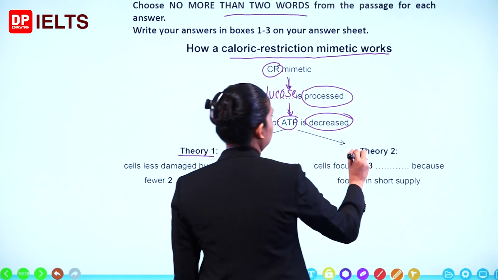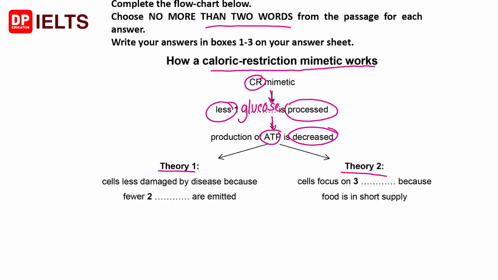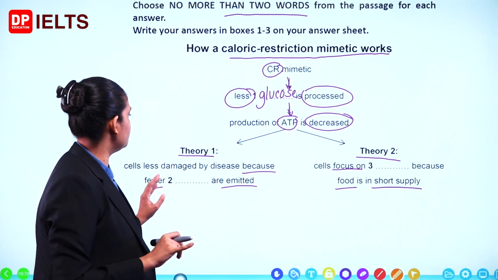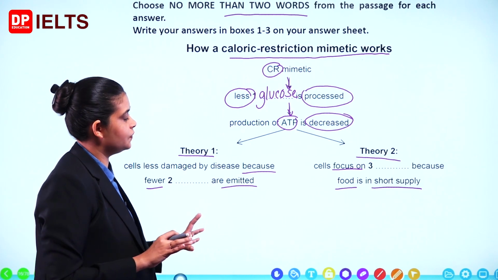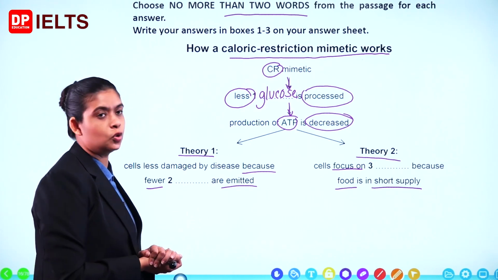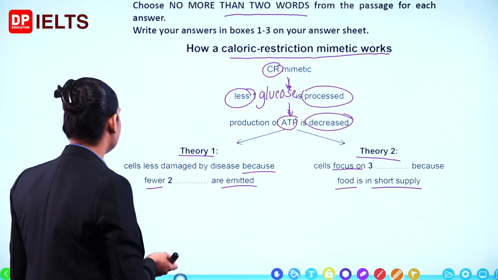Theory 1, theory 2. Cells damaged because fewer of something are emitted. And then theory 2, cells focus on something because food is short in supply. Okay, so cells less damaged by disease because fewer of something are emitted, and then cells focus on something because food is short in supply. Now let's have a look at it.